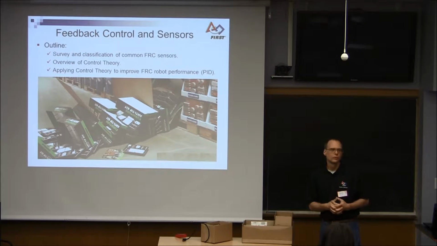And then we're going to apply that. So we're going to take the knowledge of control theory and some of the FRC sensors, and I'm going to show you how to use a feedback control system to make your robot perform a lot better, a lot more accurate, a lot more consistent, that kind of thing. And it's called PID. If you haven't used PID, you're going to want to after this.